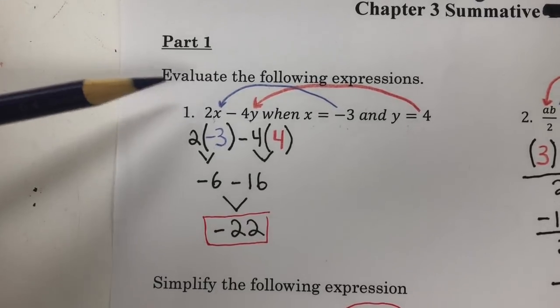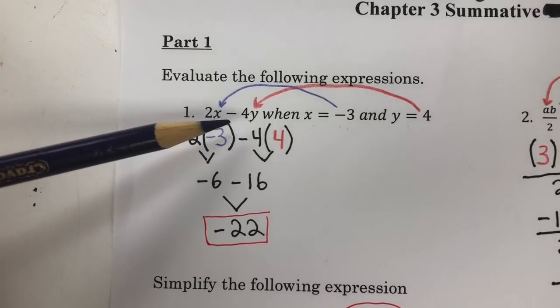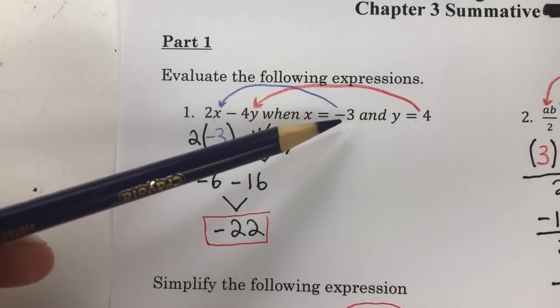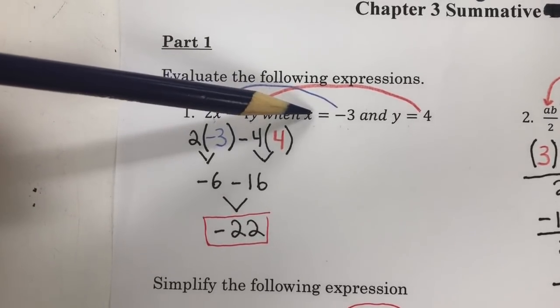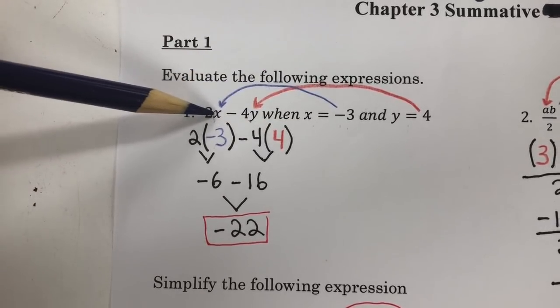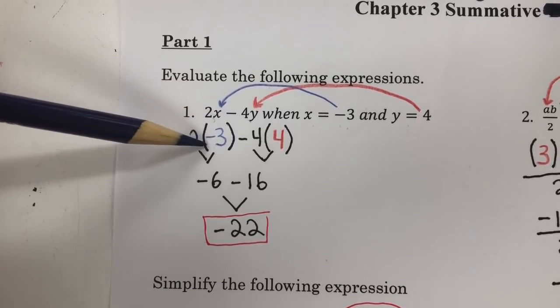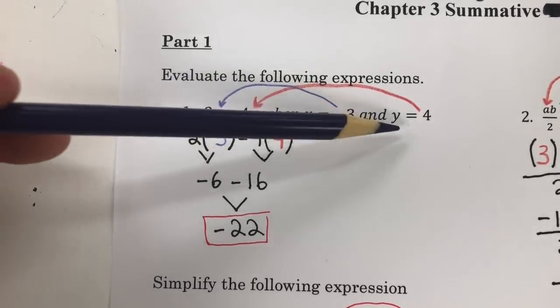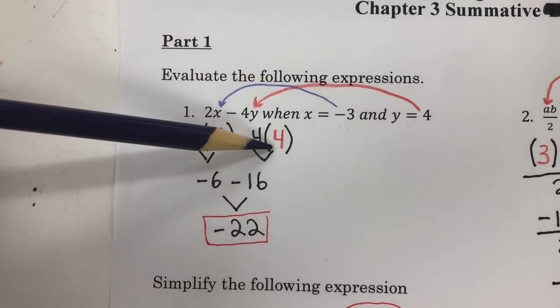In part 1, you need to evaluate the following expressions. 2x minus 4y when x equals negative 3 and y equals 4. So x equals negative 3, so we're going to substitute that value in for x, negative 3. And y equals 4, so we're going to substitute that value in, y equals 4.